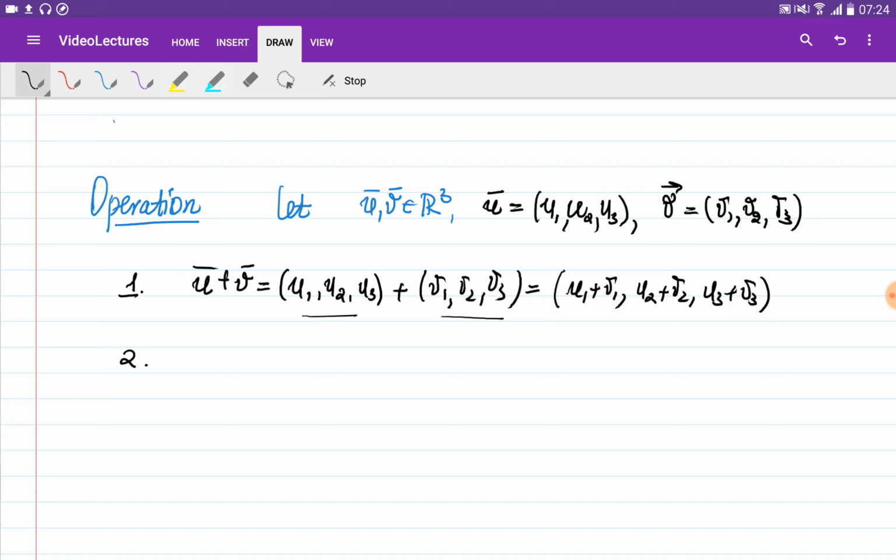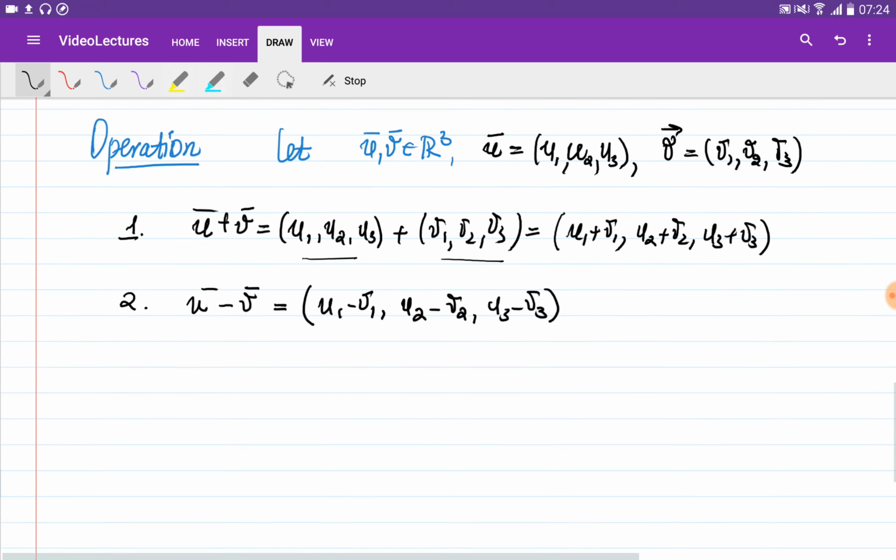So if we would like to subtract v from u, we need to do the same thing. So we are going to subtract the corresponding components. If you would like to subtract the two 3-tuple vectors, the result is again a 3-tuple vector, where the components are obtained by subtracting the corresponding components. So u1 minus v1, u2 minus v2, u3 minus v3. Of course these two operations are important, but the next two are even more important and useful.